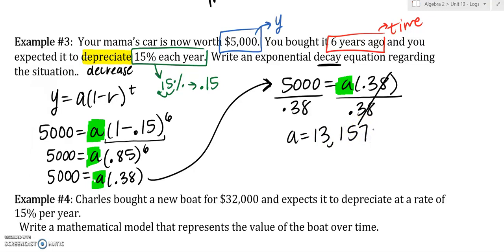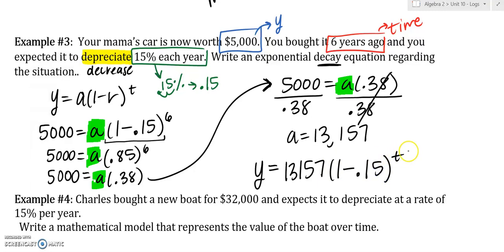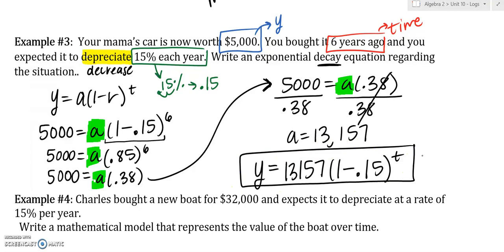Okay, awesome. Well, what does that mean? That means for my exponential decay equation, I want to plug that in. So I'll have y is equal to A, which we now just figured out is 13.157, and then times 1 minus 0.15 to the t power. So it gave us some specifics. We had to use those specifics to come up with the model. And now we have that model.